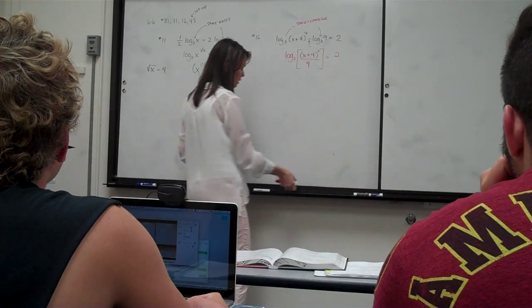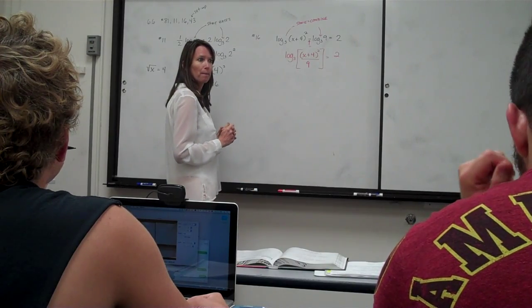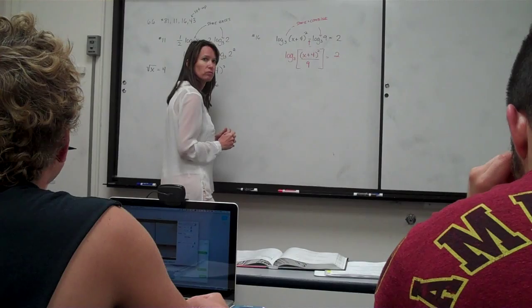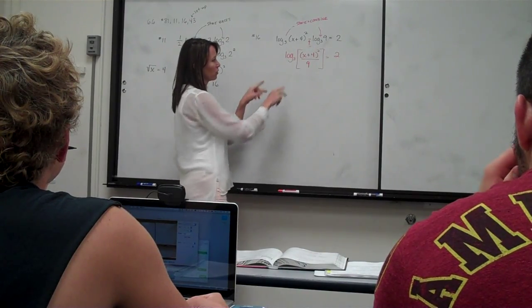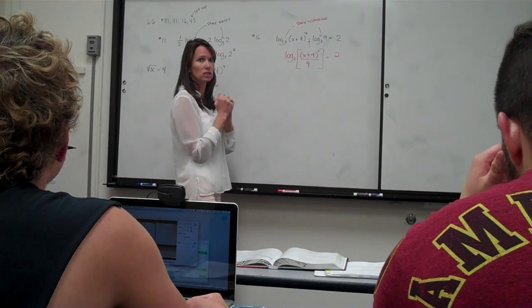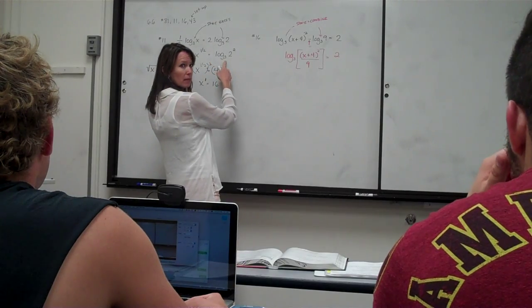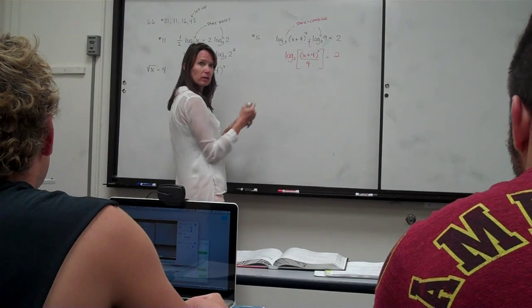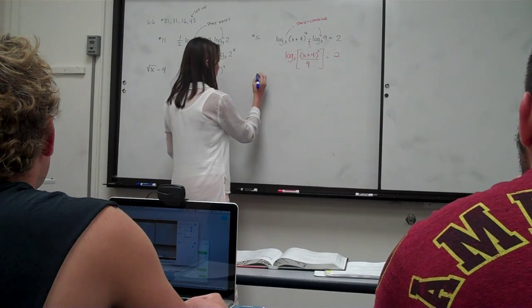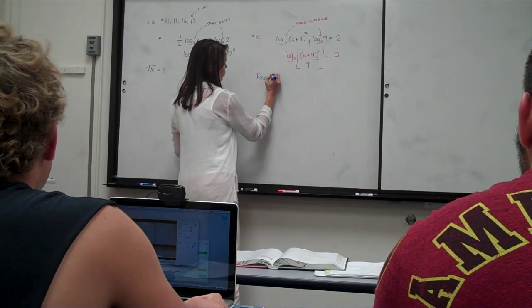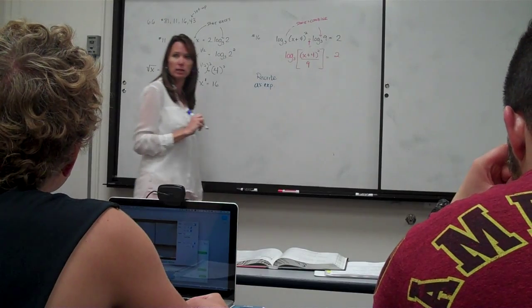If you don't have a log on both sides, what did we do? Change of base with the smaller base? Nope, that's if I had different logs. If they're the same on both sides, you can drop them. But if not, you can't drop it at this point, so rewrite it as an exponent. Rewrite it in exponential form.